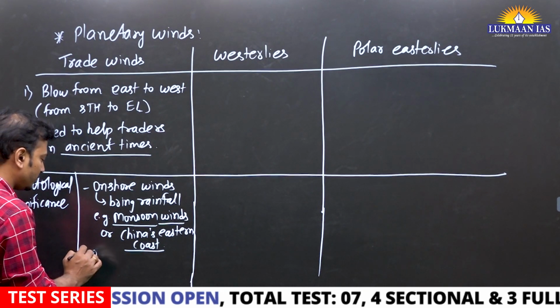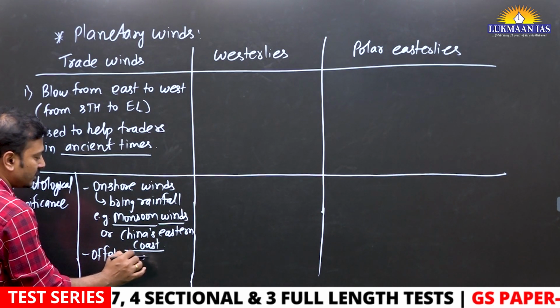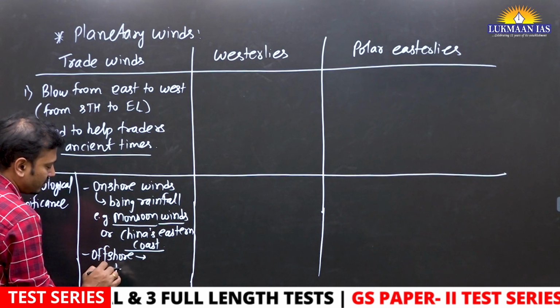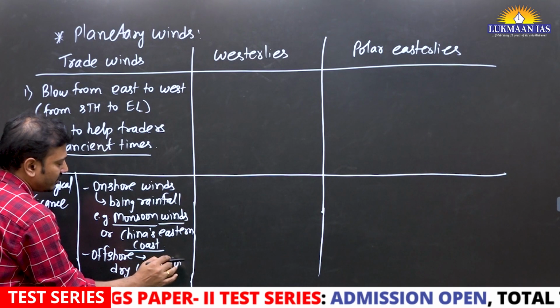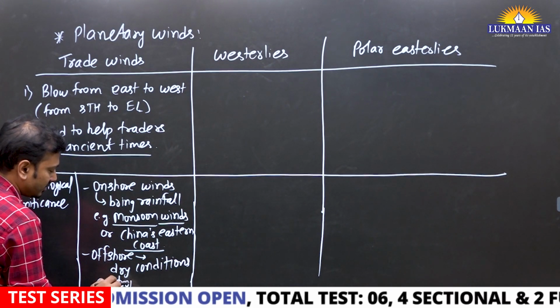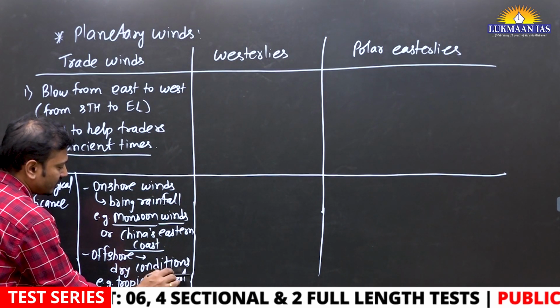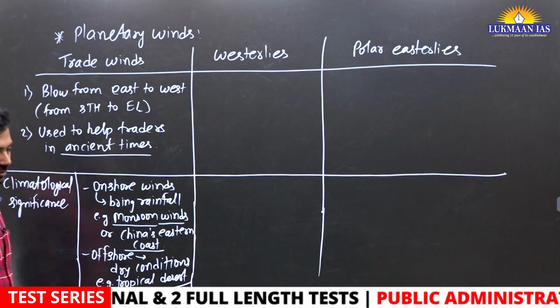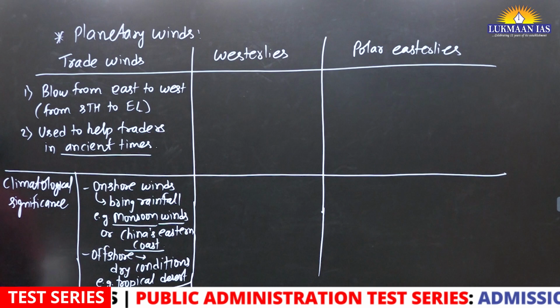When they are offshore, it results in dry conditions. For example, tropical deserts, desert formations. Why are most of the tropical deserts located on the western margins of the continents?